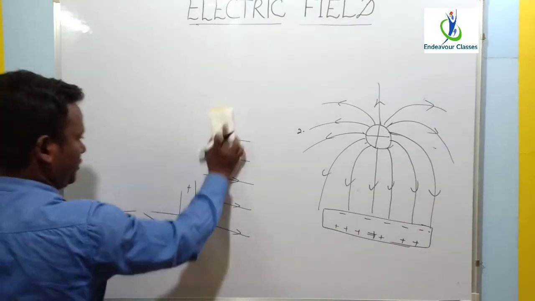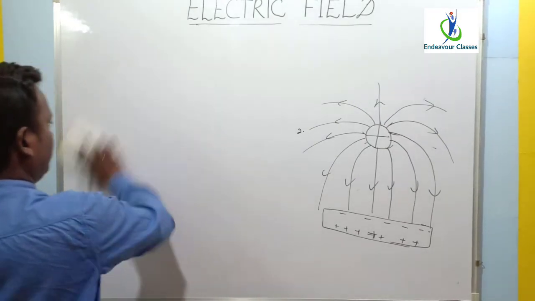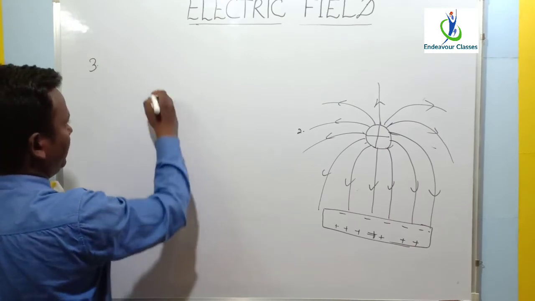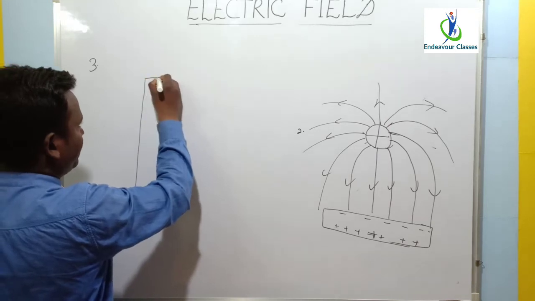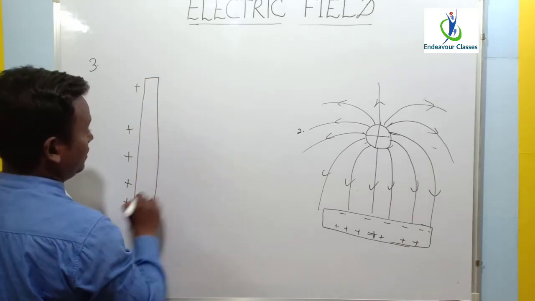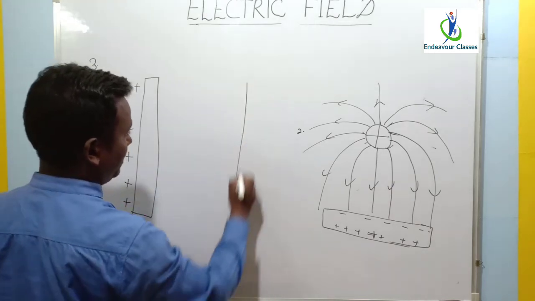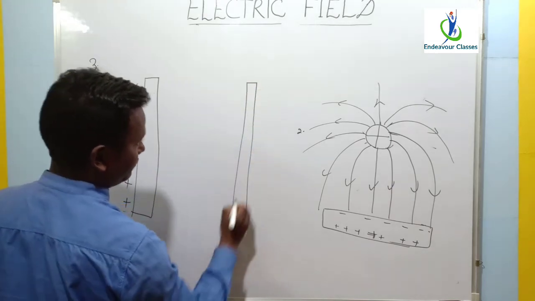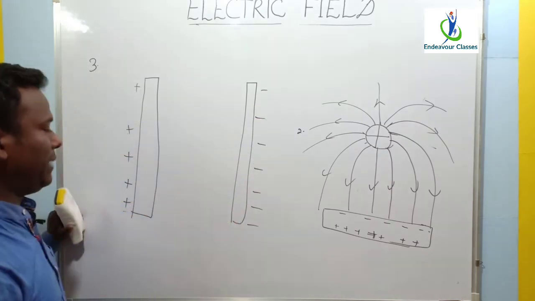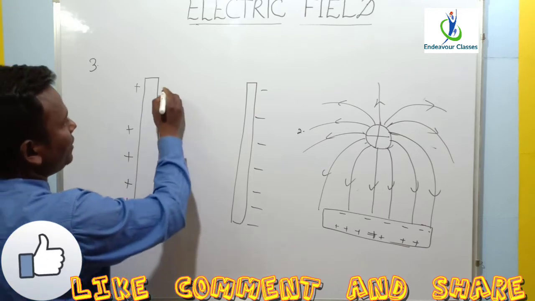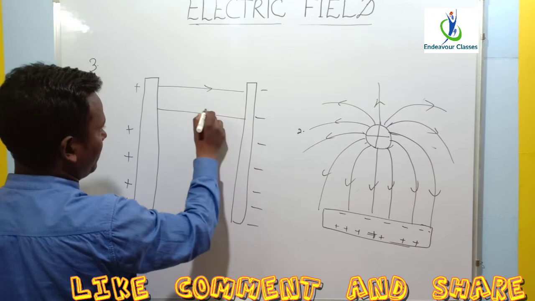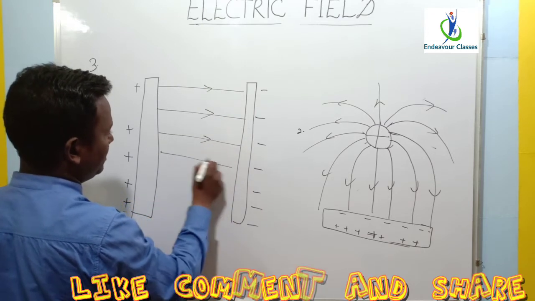Now coming to the third case. Suppose we have a positive and a negative charge, simply a positively charged plate and a negatively charged plate. This generally happens in the case of a parallel plate capacitor. In this case the lines of force will be from positive to negative, so this will be simply represented by this.